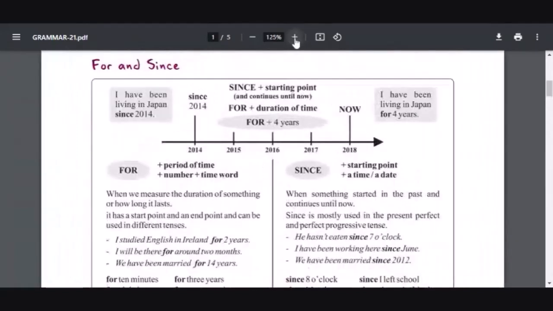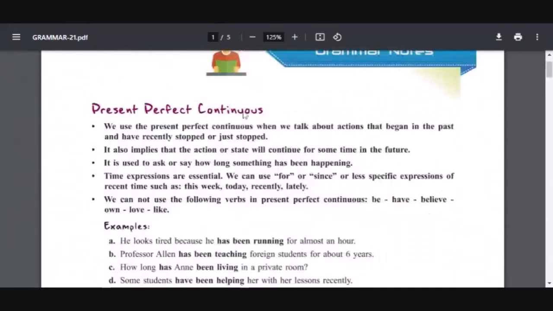For and since. We can use for and since for present perfect and for past perfect, right? In this class, you saw about present perfect continuous. So we know that present perfect continuous is for actions that have recently stopped, or maybe actions that are going to continue for some time in the future, right?